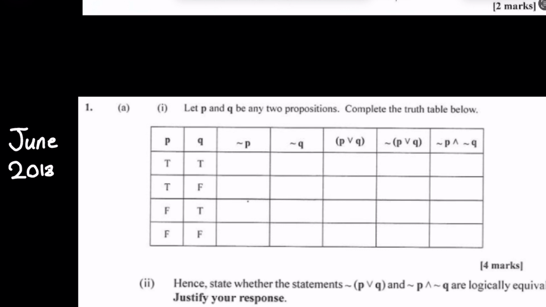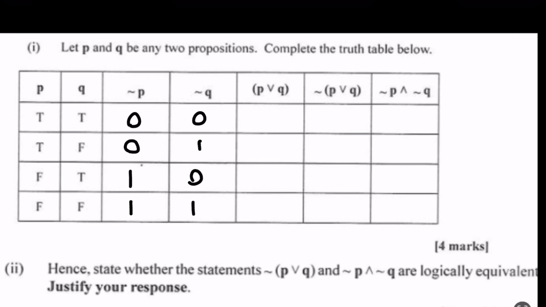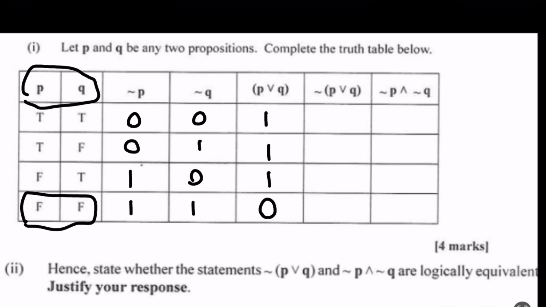So let's continue. Let P and Q be two propositions. So again, negation of P, this should become second nature to you by now. Negation of Q, 0, 1, 0, 1. P or Q, we're looking at P and Q, just need at least one to be true. Both of them are true in this column, this column, this column, and both of them are false in this column, so it's going to be false. And now they want us to get the negation of P or Q, so we're just taking this and negating it. So whatever value we have in the P or Q column, we're going to negate it and put it here. So it's going to be 0, 0, 0, 1.